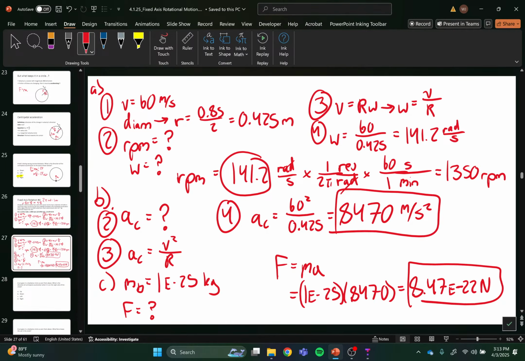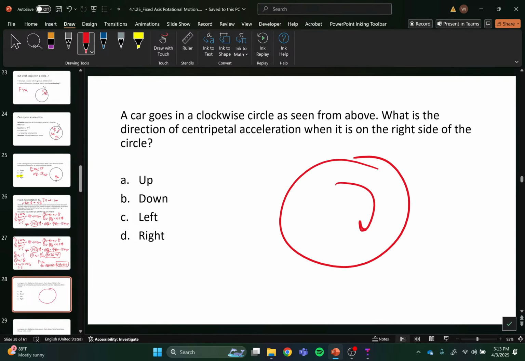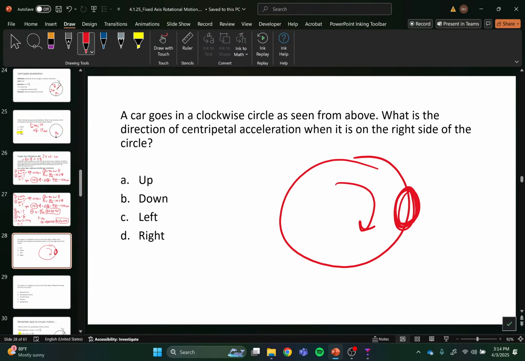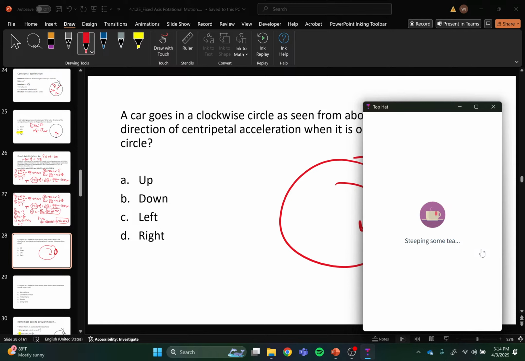It's a good exercise. All right, cool. Car goes in a clockwise circle as shown from above. There's my circle. It's going clockwise. There's my car. Sure, we'll do both of these. This one's probably unnecessary, but hopefully it'll be easy points.